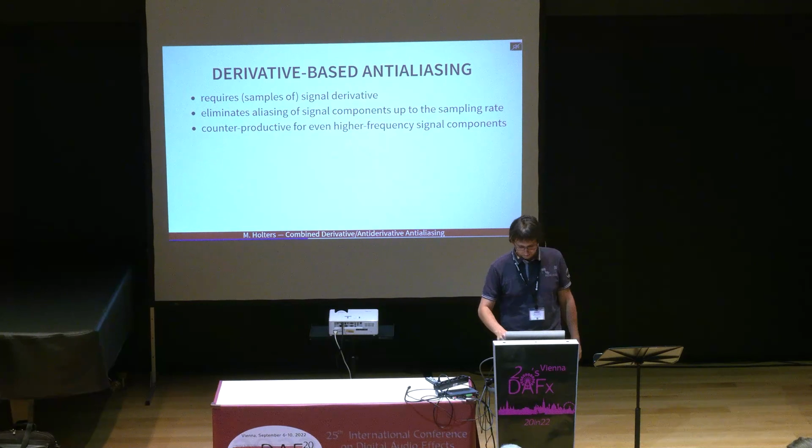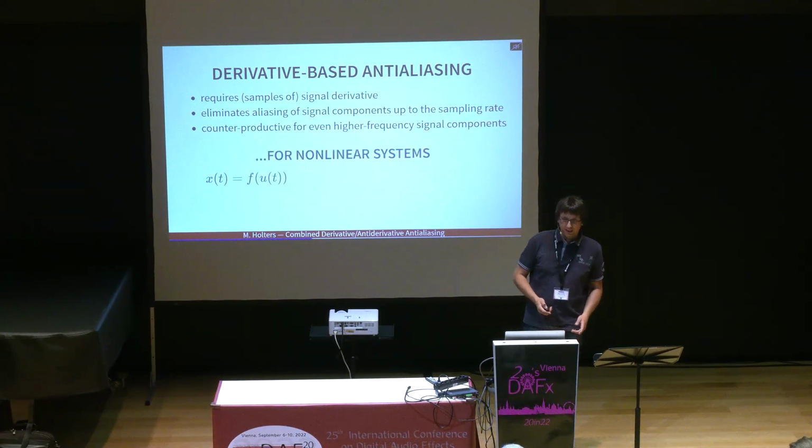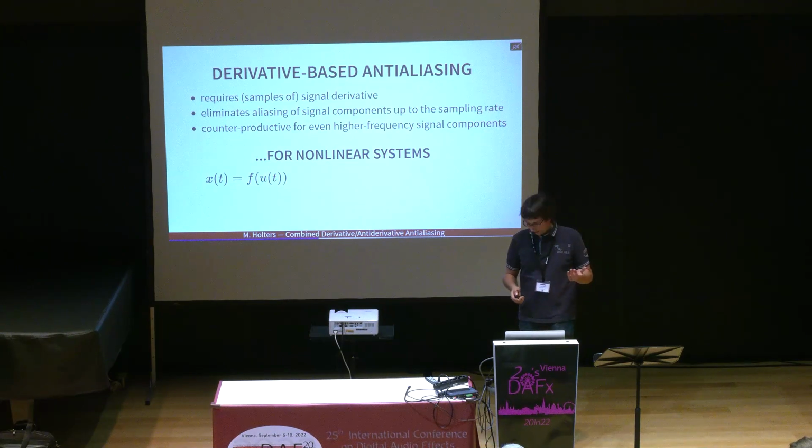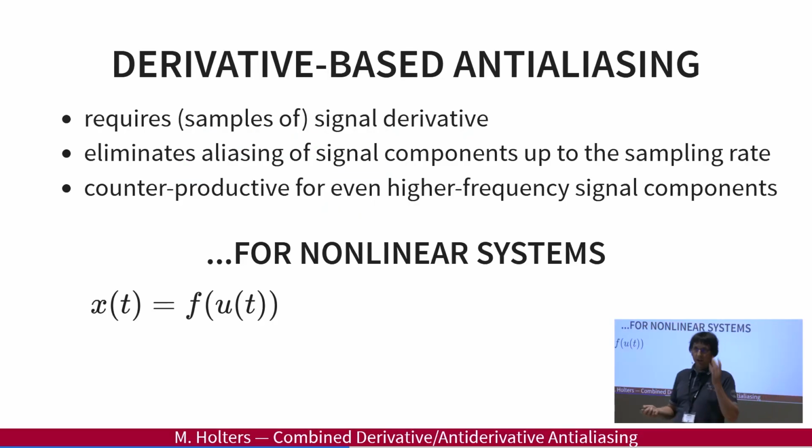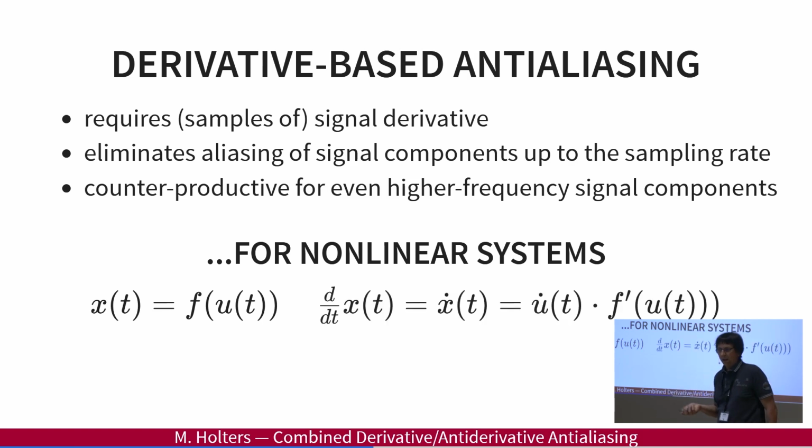Now to put this into some perspective, I'm interested in anti-aliasing for nonlinear systems. In the simplest case, it's just a nonlinear mapping function. So I assume an input signal u, which is band limited to half the sampling rate. So that's benign, but then I apply some nonlinear mapping, introduce harmonics, which might violate the band limitation, and I get aliasing distortion.